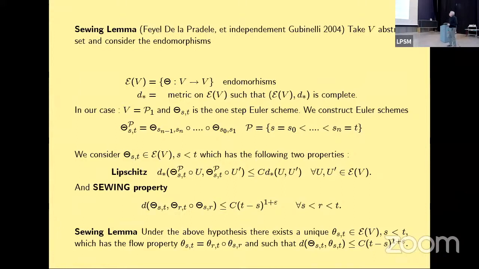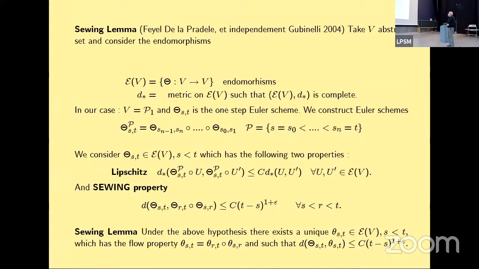And I denote by capital theta st the Euler schemes, the concatenation of this theta st. Okay. And now I give two hypotheses. So I consider a family of theta st of endomorphisms, s less than t, which have two properties. The first property is that it's Lipschitz. d star of theta p st composed with u, theta p st composed with u prime is less than d star of u, u prime. So not only theta, but also the Euler schemes of theta are Lipschitz in this metric d star, which is an abstract metric. And this has to be true for each u and u prime, which are endomorphisms of V. This is the first property, Lipschitz.